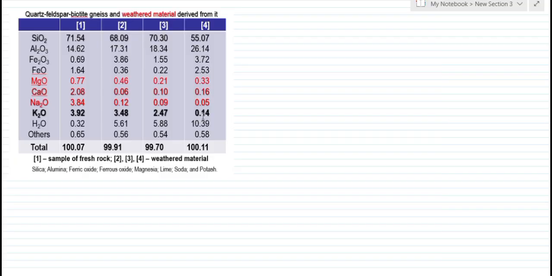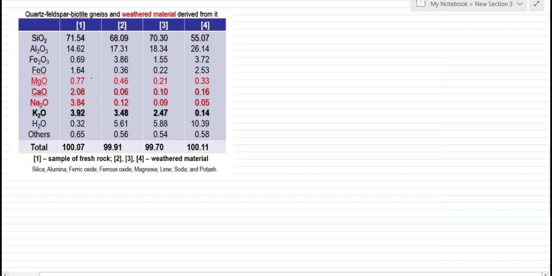Let's look at this data from a chemical analysis. Before you are able to do this calculation, the gains and losses, you first need to check if the total sums up to 100. From here, we see that sample one is the fresh rock, and two, three, four are the weathered materials, or what we call the saprolite. When you check the total, sample one is 100.07, and this is 99.1, 99.91, and so on. You will not be able to use these values for calculation unless you convert them to 100. They have to sum up to 100 before you can begin your calculation.